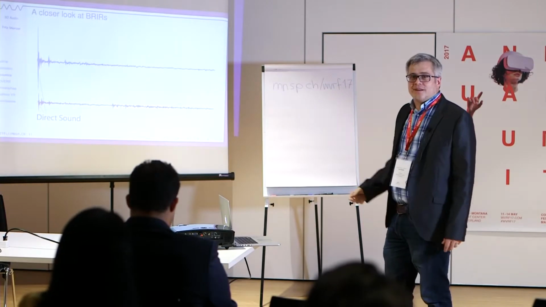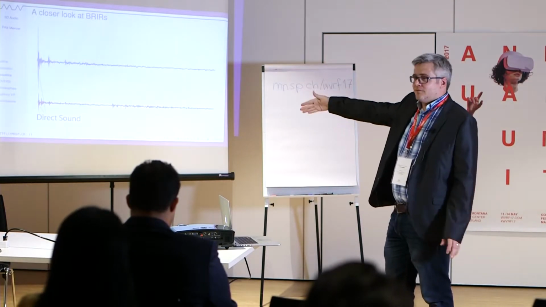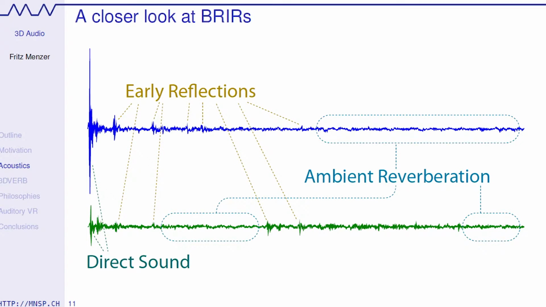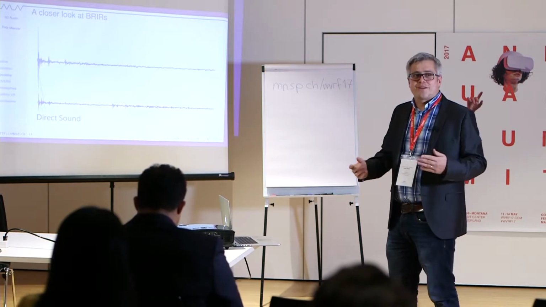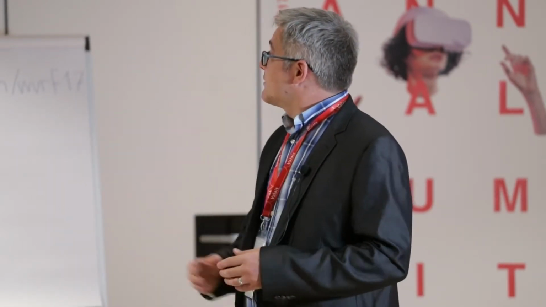So the first part in a binaural room impulse response is the direct sound. It's basically the equivalent of the head-related transfer function, or HRTF, because it's everything that happens before any reflection is coming back from any wall. So it's like what happens in an anechoic environment. Then, of course, we have reflections, and you can see them quite well in most binaural room impulse responses.